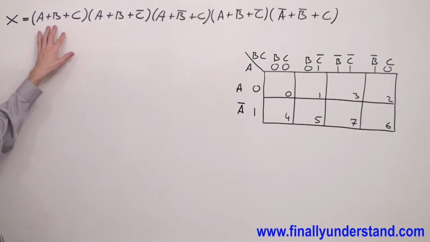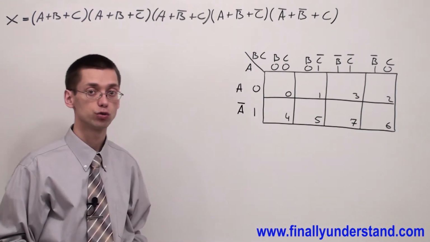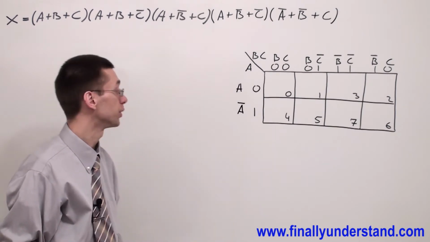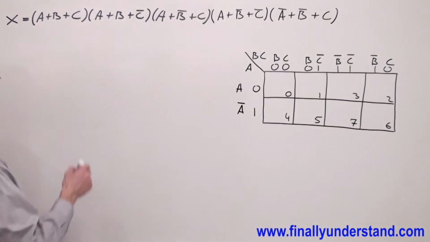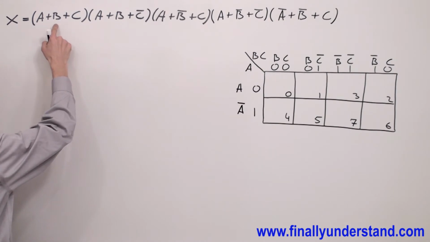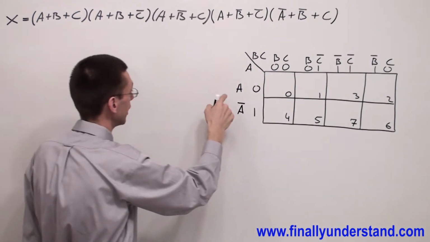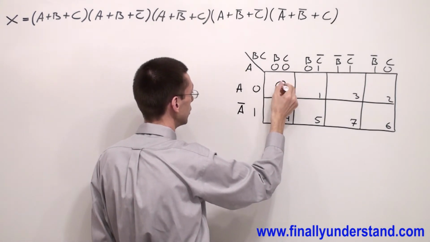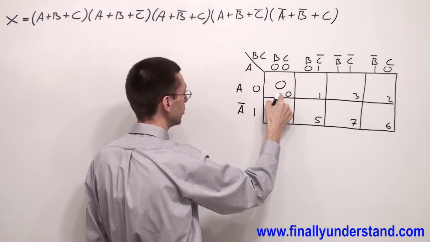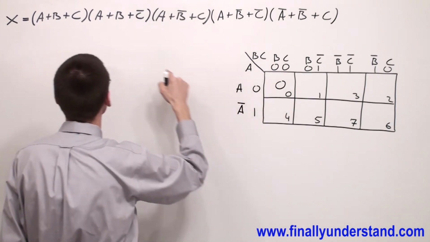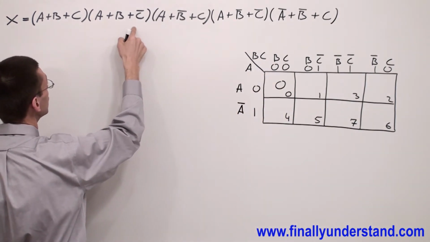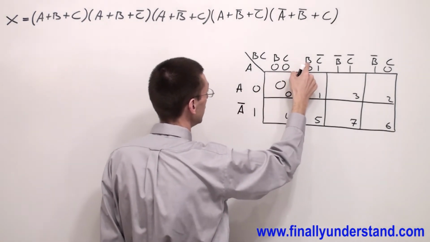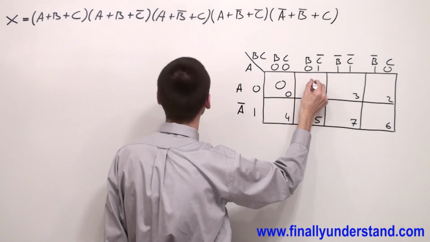Every term of my expression is going to represent 0. With SOP, we had 1s. With POS, we are going to have zeros. I have A, B, C. This 0 is going to be placed in cell number 0. Next term, I have A, B, C naught. I have another 0 over here.